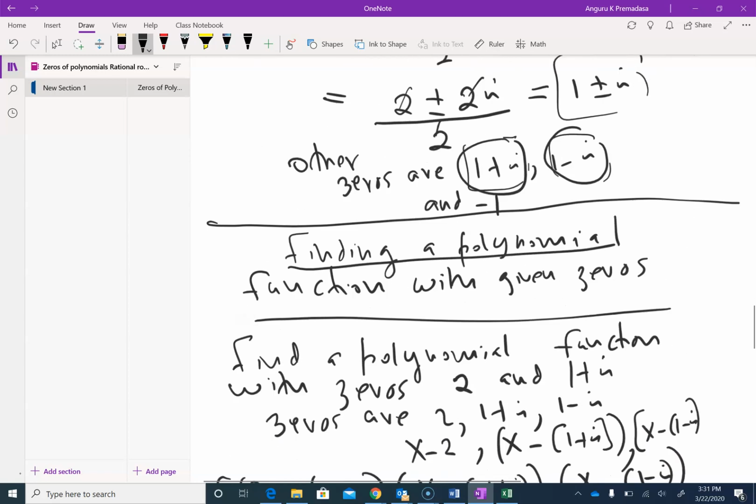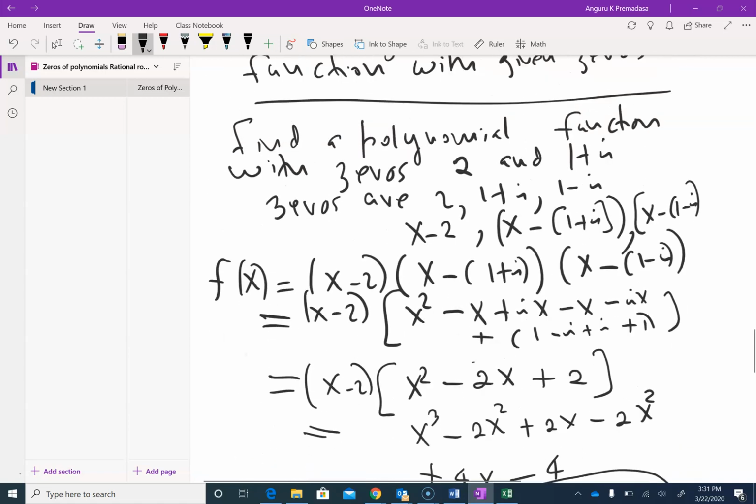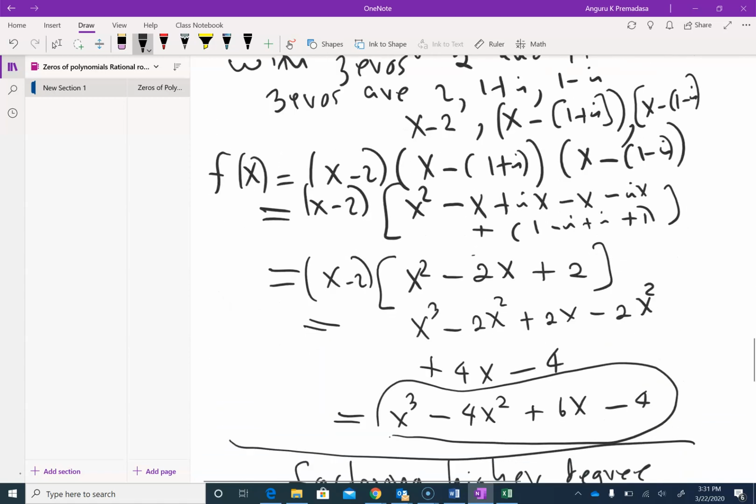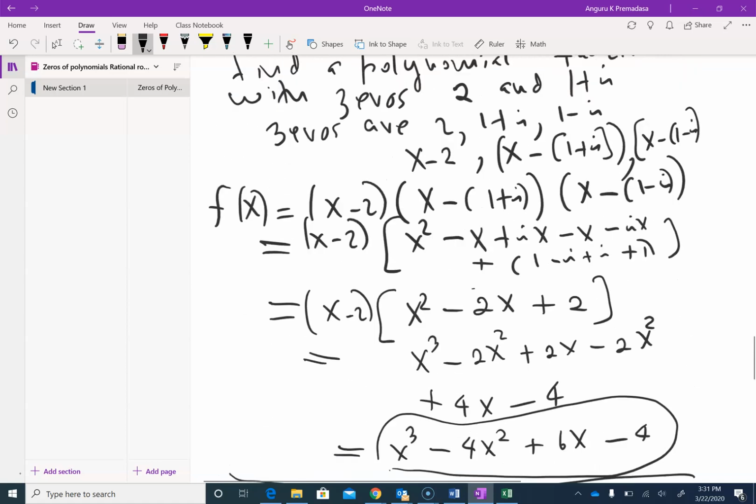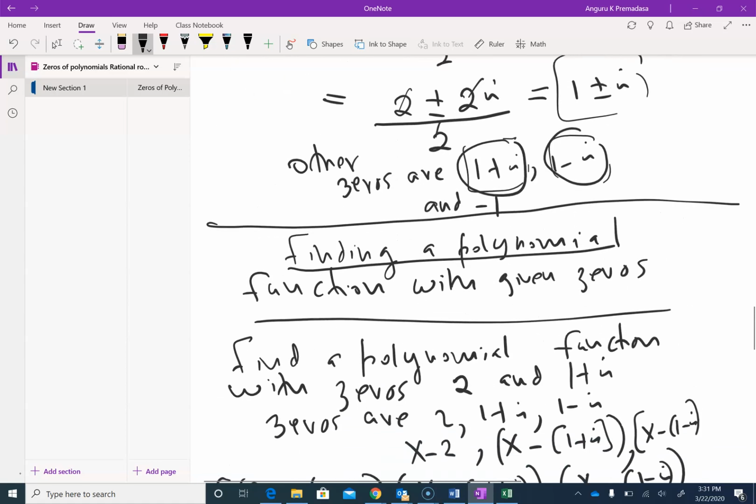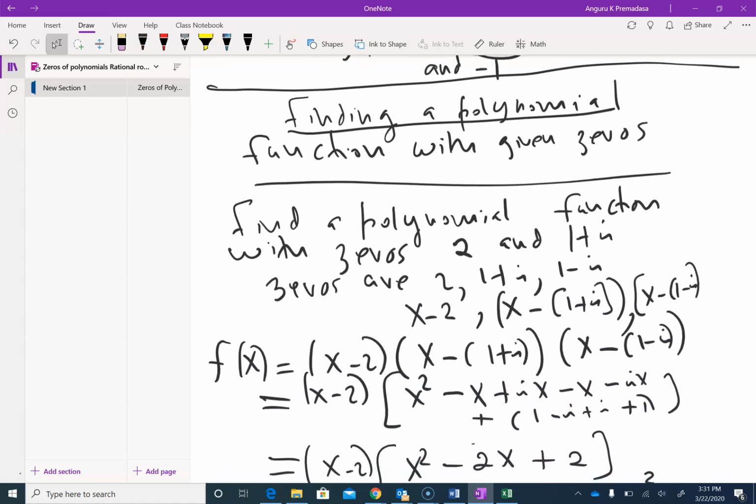So finally, we'll do a problem on how to factor. So we will actually now do a problem where you are given some of the roots, and you find the polynomial. The question we have is: find a polynomial with zeros 2 and 1 plus i. So the trick is, if 1 plus i is a root, then there is a theorem which says that 1 minus i is also a root.